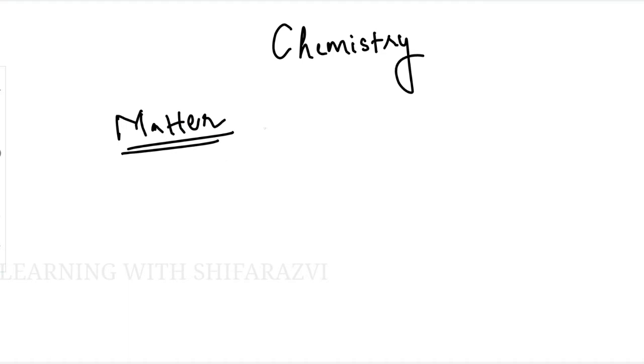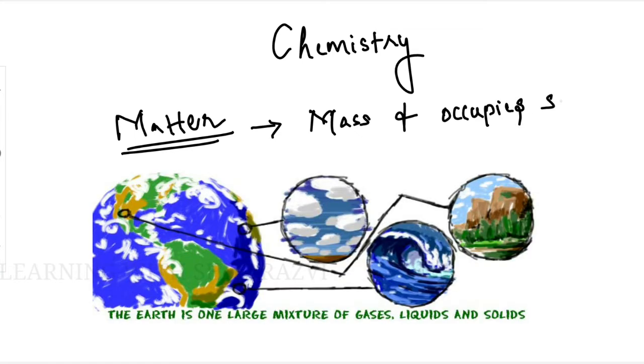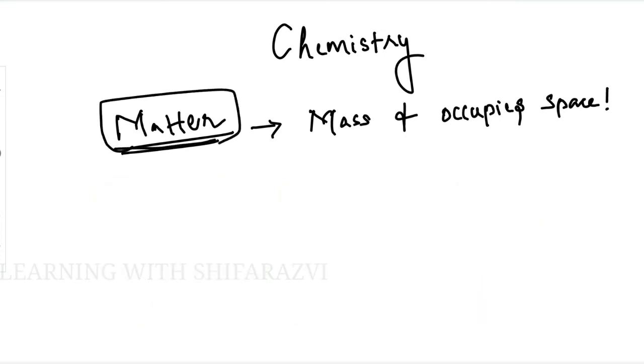Anything that has mass and occupies space is called matter. Just look around you, your pen, the table, yourself, the snacks you eat, everything has mass and occupies space, isn't it so? Okay, so anything in the universe that has mass and occupies space is called matter. Anything and everything is matter, and now we will see what this matter is made up of.